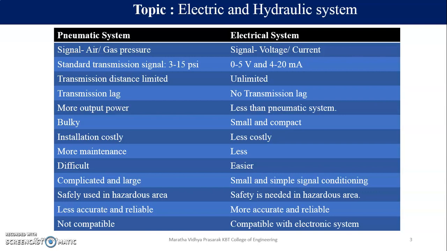Now why is pneumatic difficult to handle? Because even though it is air, it is pressurized air. So when it blasts, there is a very high risk. As compared to hydraulic, it is a bit lesser. But as compared to electrical, it is really difficult to maintain the pneumatic system.